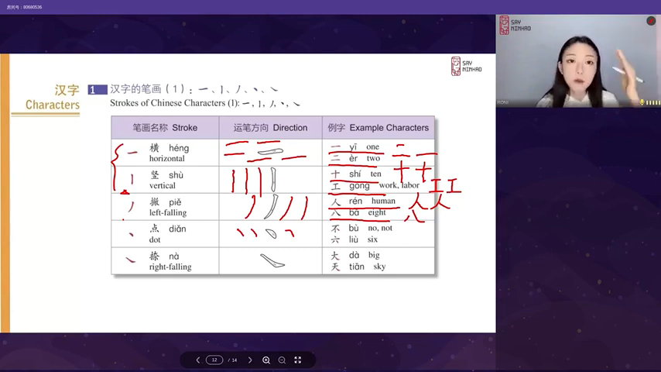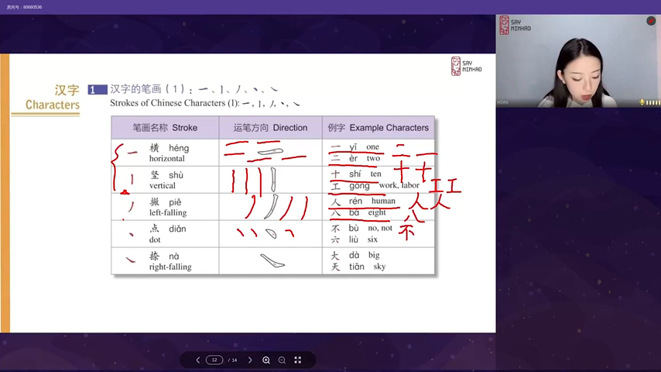First one is 不, which means no. And here it is a horizontal and then a left falling, we just learned. Left falling and then a vertical and then a dot. This is 不, which means no.